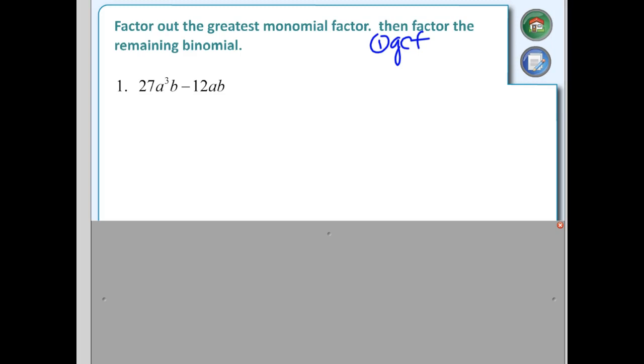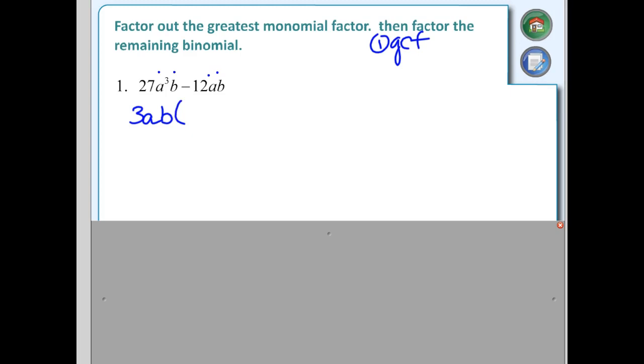And when I remember rule number 1, then I've got to realize, oh my goodness, there is a GCF. So between 27 and 12, if we're looking at the number part, what are we going to have to factor out? Yeah, we can factor out a 3. Now, let's look at the letters. We've got a cubed and a. Remember, if it's common to both, we factor out the lower exponent. So we're going to factor out an a. Did you notice both of my terms also have a b as well? So we're going to factor out the b.